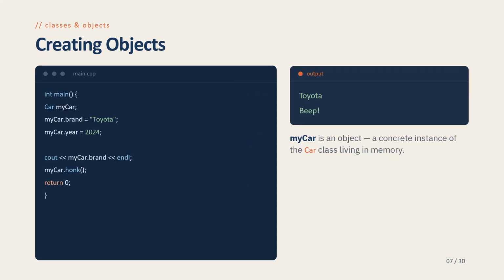Next comes creating objects. This example displays how objects are created. Here, myCar is an object of the class called Car.